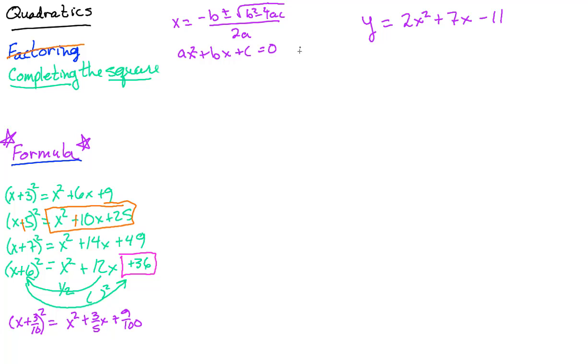Now this is a parabola, which means it's a U-shape, and it could be going up or down depending on if this leading coefficient is positive or negative. But if it's going to have a graph such as this, you need to find the x-intercepts. Now the x-intercepts happen when y is 0, so that's where the formula will be valuable.